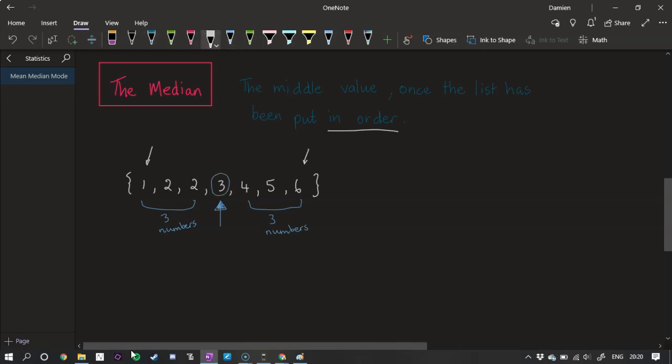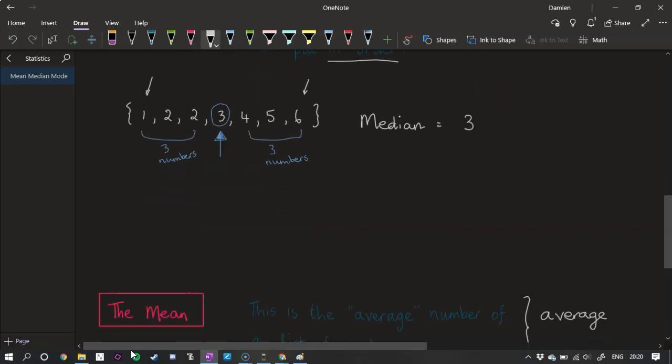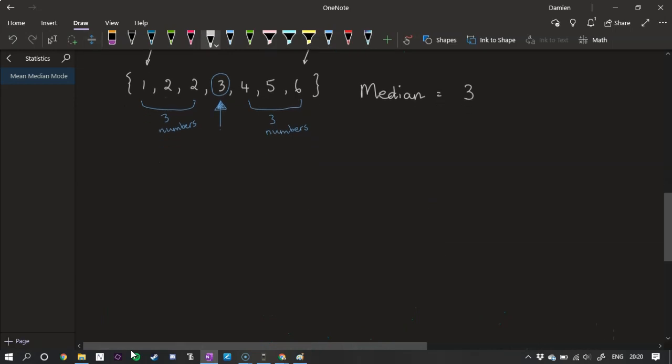So in this particular example, you just write down median equals 3. And it's as simple as that. You just find the middle number. Now, you may sometimes get, of course, larger sets, and sometimes the sets will actually be out of order.